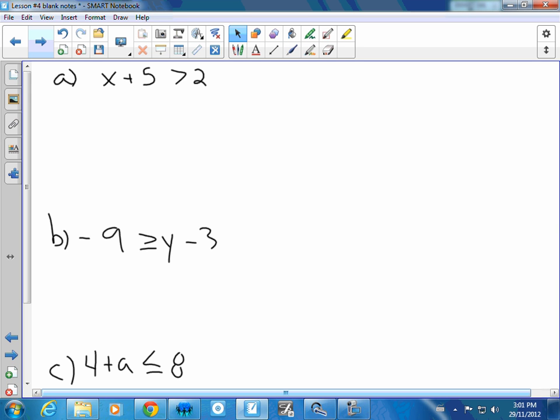Hold your paper. Put your other hand up here and hold your paper because you're writing all over the place. There you go. Good.